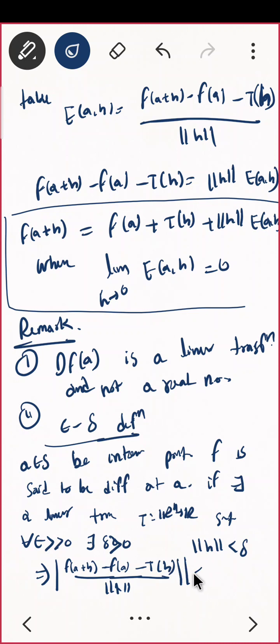That should be less than epsilon. Perfect. This is the definition. Sorry, it should be mod. ये mod है. So this is your epsilon delta definition. Correct. Now let us solve.